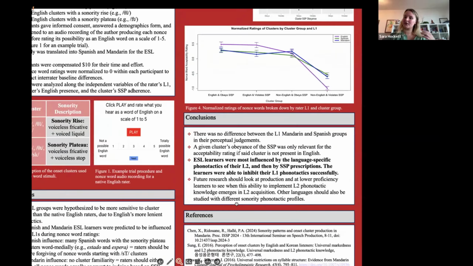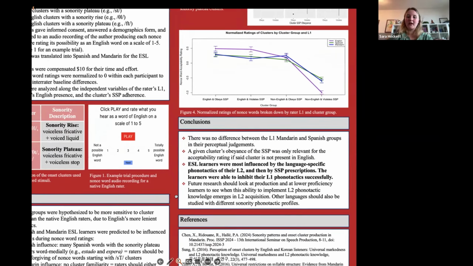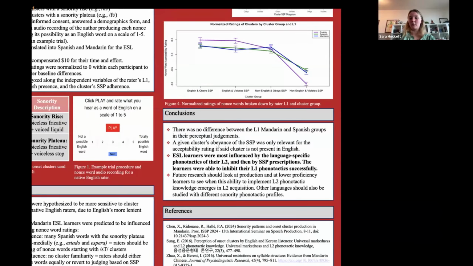So what are the conclusions that we take away from this? I found that there was no difference between the L1 Mandarin and the L1 Spanish groups in their perceptual judgments, and that it only mattered if the cluster itself had a sonority rise, if it was not present in English. So basically, the difference between fla and sta, no difference, because they were familiar with both from English. It only mattered that there was a sonority plateau when they were not familiar with the cluster from English. So that tells us that that language universal part is secondary. The most important part was what was in English, right?